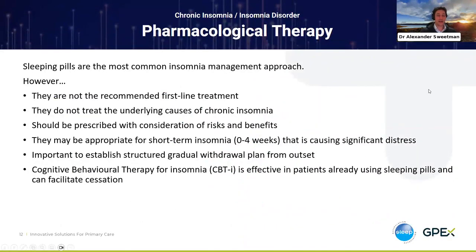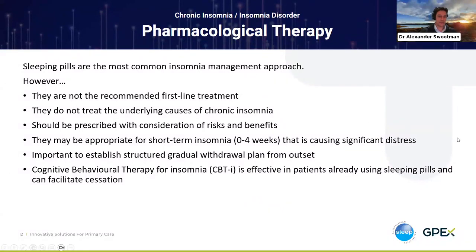So a lot of information in the guideline about pharmacological therapies for insomnia. They remain the most, or one of the most common treatment approaches to manage insomnia in Australia. But generally, based on RACGP guidelines, sleeping pills are not recommended as the first-line treatment for insomnia. They don't treat the underlying causes of chronic insomnia that are largely psychological and behavioural in nature. And it's recommended that if they are prescribed, it should be with consideration of risks and benefits, and only when CBTI has not been effective or is not available, ideally.